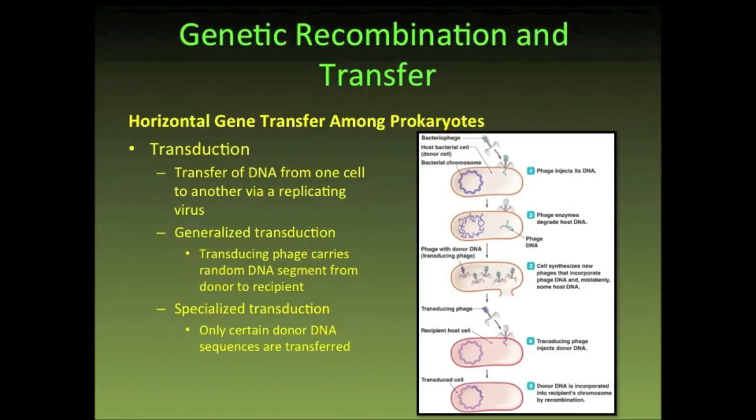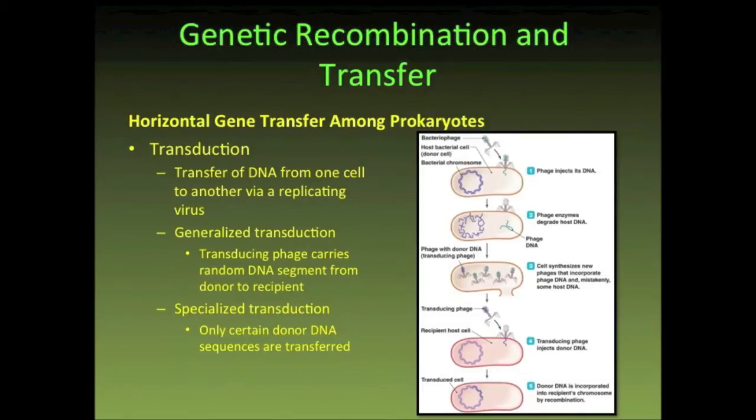There are two types of transduction, generalized and specialized. Generalized transduction occurs when random fragments of the host DNA are enclosed by the transducing phage. In specialized transduction, only specific sequences of the host DNA are transferred along with the phage DNA. Specialized transduction is important medically because it is the mechanism by which several species of bacteria have acquired toxins that have made them pathogenic strains.